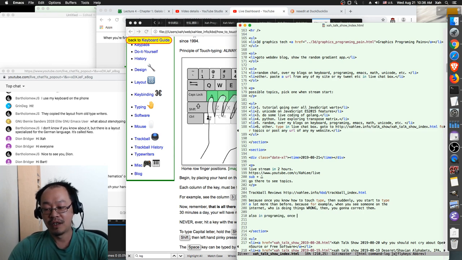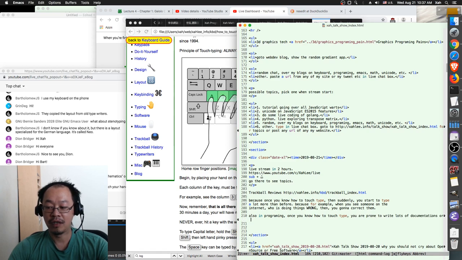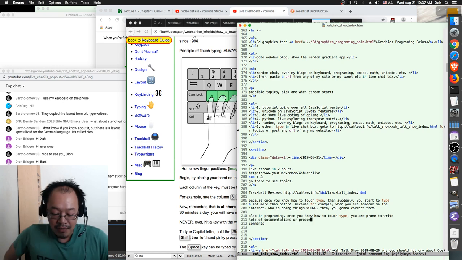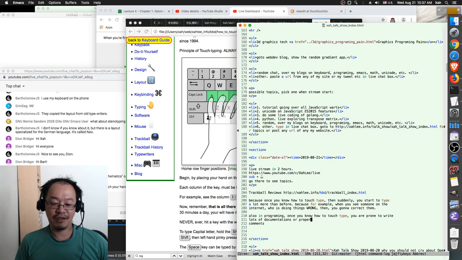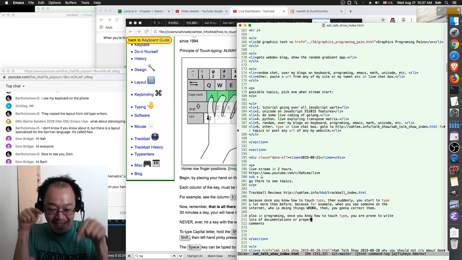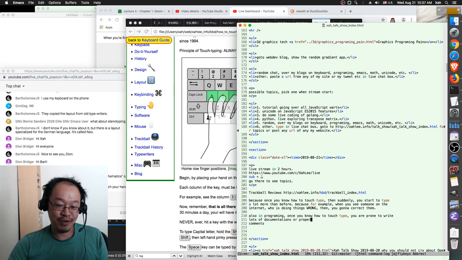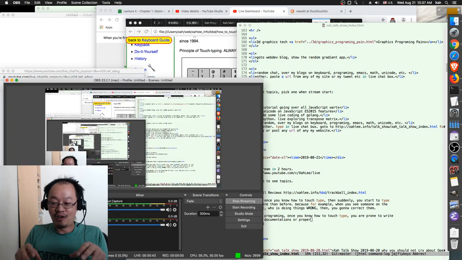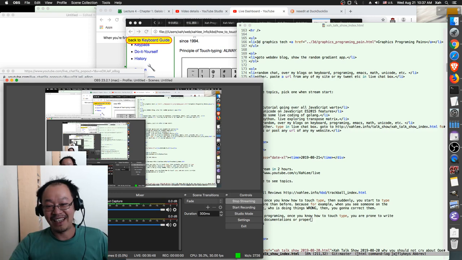Also in programming, once you know how to touch type, you are prone to write lots of documentation or proper comments, you see? Before, if you do not touch type, you try to keep things to a minimum. Each programmer, they say, oh, I have my own way of touch typing, but actually you don't.